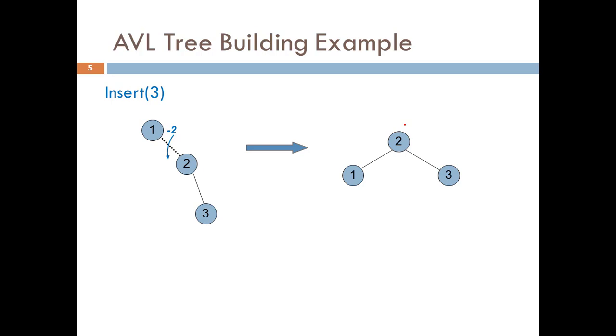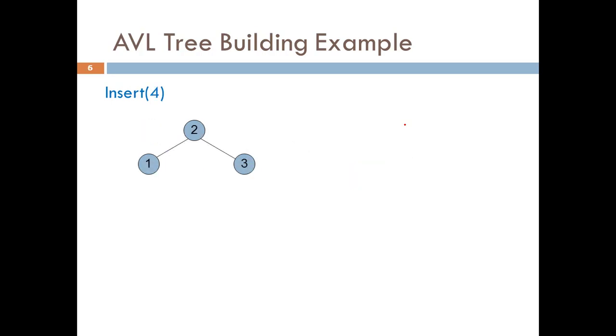Okay, next insertion is value 4. So if we insert the value 4 in this given tree, what will be the position of the 4? Yes, to the right of 2 is 3 and to the right of 3 is 4. So 4 will be inserted at this point. Once we insert the 4, we will check whether the balance factors are in the range or not. Apparently it is, but we will check.